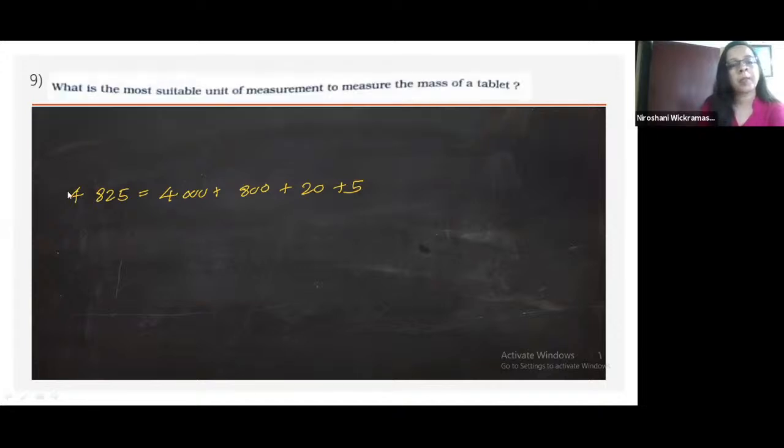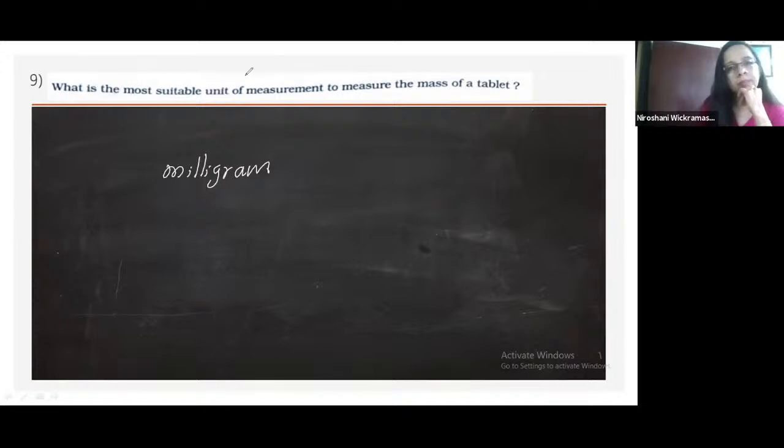Next question, question number 9. What is the most suitable unit of measurement to measure the mass of a tablet? Milligram, right? When we are measuring small amounts, we are using milligram. Answer is milligram. Big amounts we are using kilogram, like vehicles and big things we are using tons to measure. And in day-to-day life, when we are buying sugar and rice we are using kilograms. Here we are using milligram.